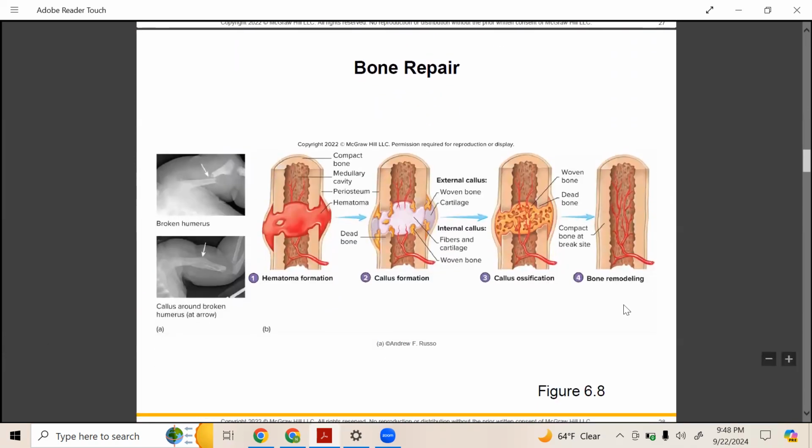So this just takes you step by step. We get bleeding there because of the blood supply. So a hematoma, or a big blood grouping, is going to form. We're going to end up laying down cartilage here as a callus. That callus turns into spongy bone, and bone remodeling will eventually take over to lay down compact bone on the edges where we need it, and spongy bone in the medullary cavity.